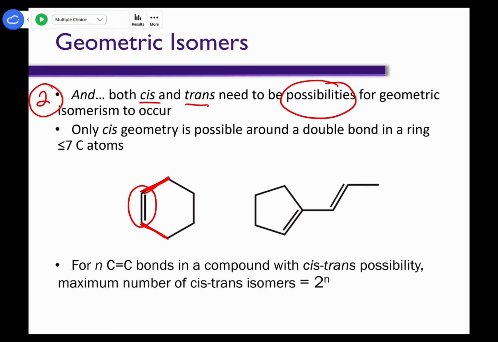Cis-trans is not possible. So we're going to have a really big ring structure, something bigger than 7-ish, 6, 7, but more than 6, 7 or more, or 8 or more, to be able to have it big enough to also have it in that trans arrangement.